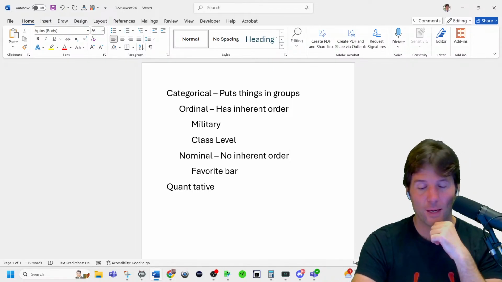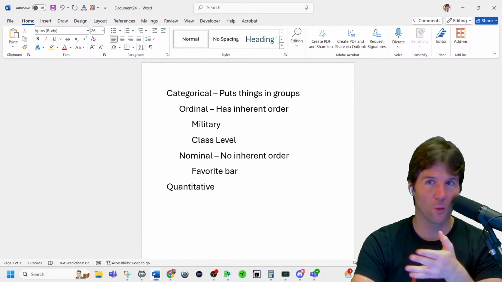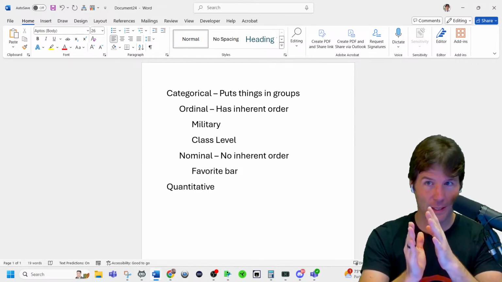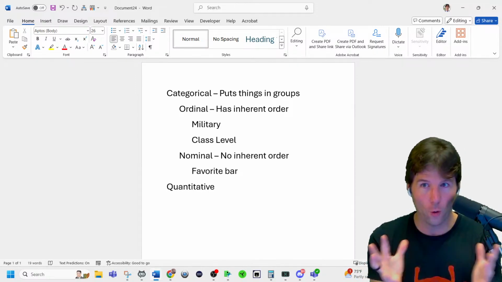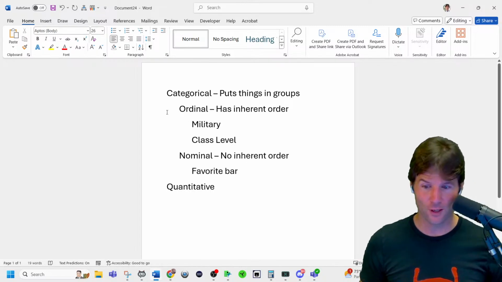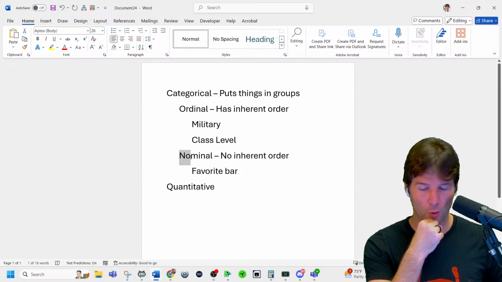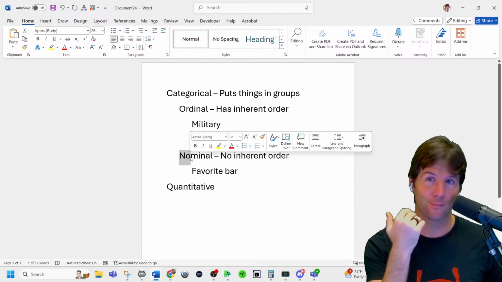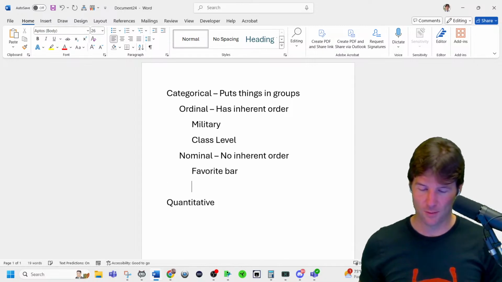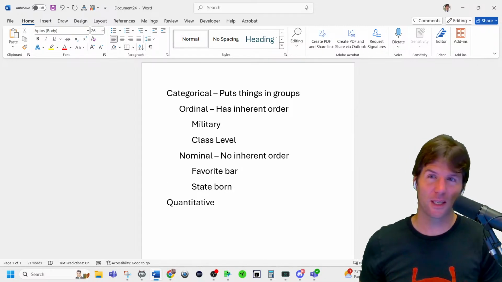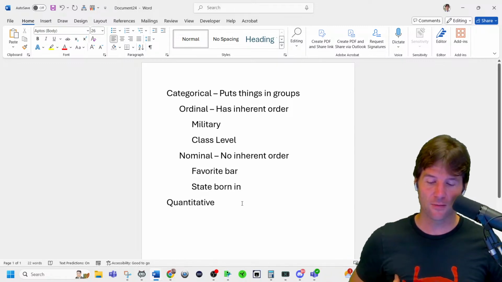So ordinal categorical variables are groups that have inherent order, like they're set up to go from freshman, sophomore, junior, senior. It goes in an order. Ordinal variables are ordered variables in groups, and nominal has no order to it. Call it nominal. Or like state born in. Just because you can alphabetize things doesn't make it ordinal. State born in is nominal, doesn't have inherent order.